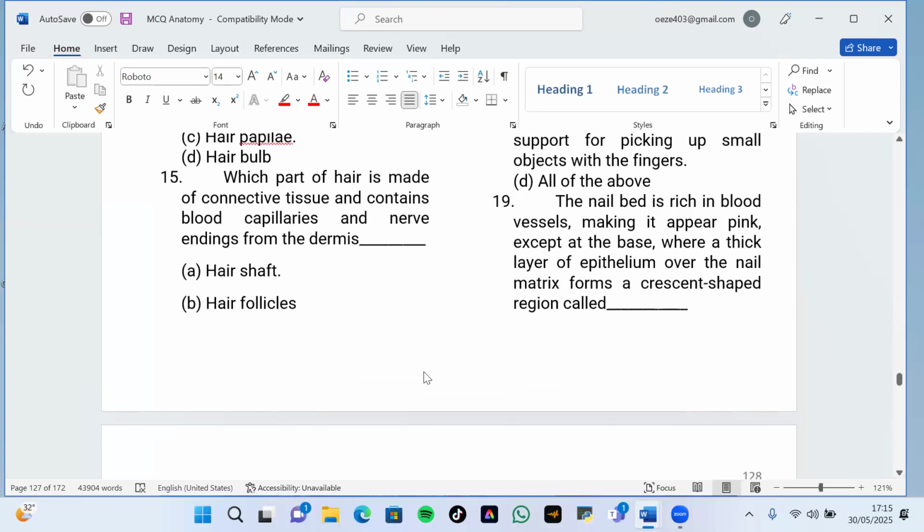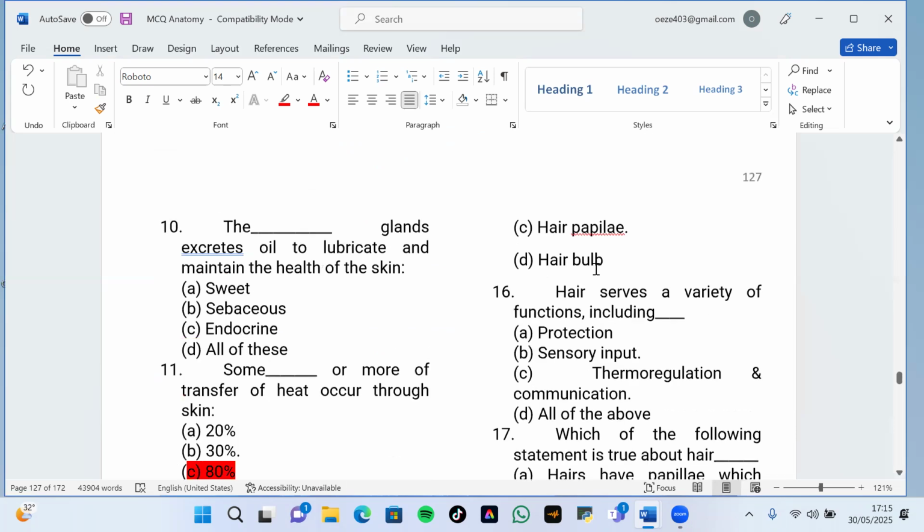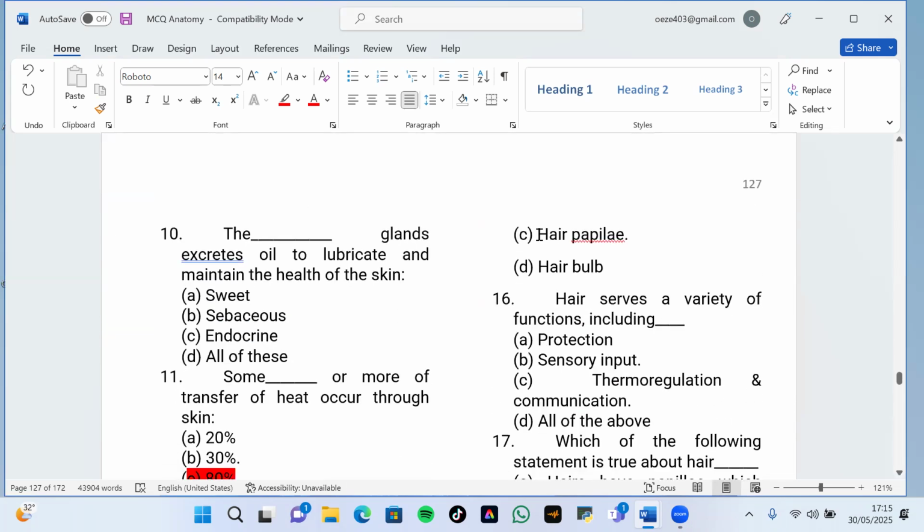Which part of the hair is made of connective tissue and contains the blood capillaries and nerve endings from the dermis? The correct answer is C, hair papillae.